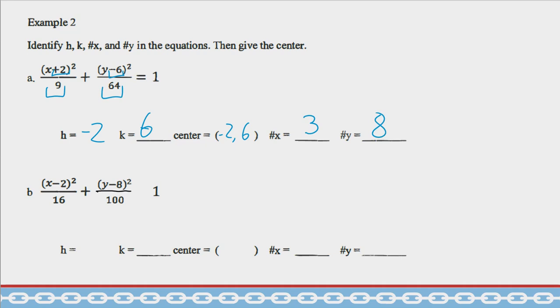Go ahead and try part B on your own, and then we will come back together and talk about it. So looking at part B, I have an H value that comes from right here, the opposite of -2 is 2, and my K value is the opposite of -8, which is 8. So a center at 2, 8. My 2 radii, the X radius, square root of 16 is 4, and the Y radius, square root of 100, is 10.